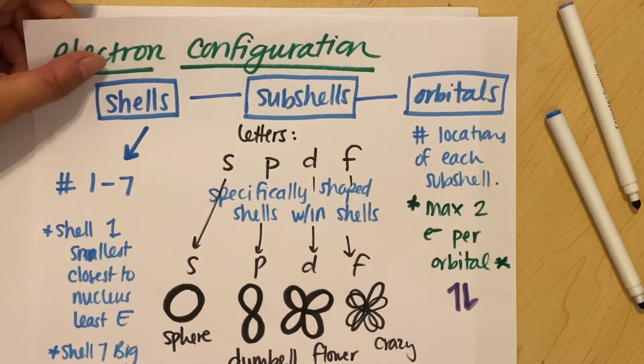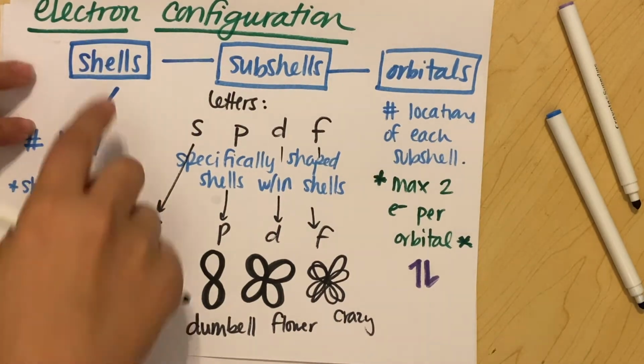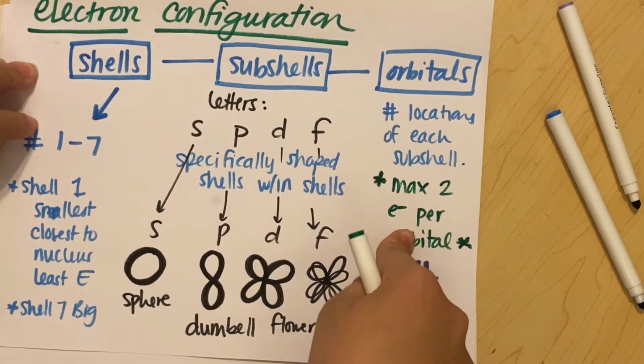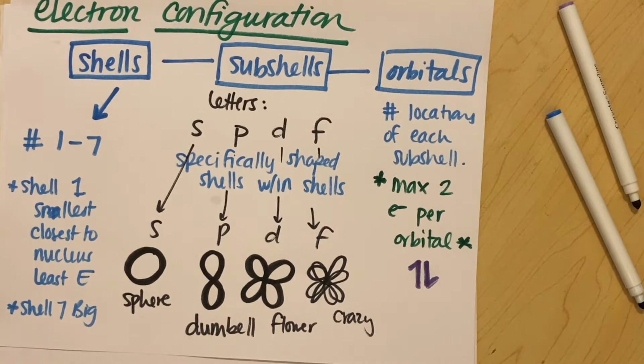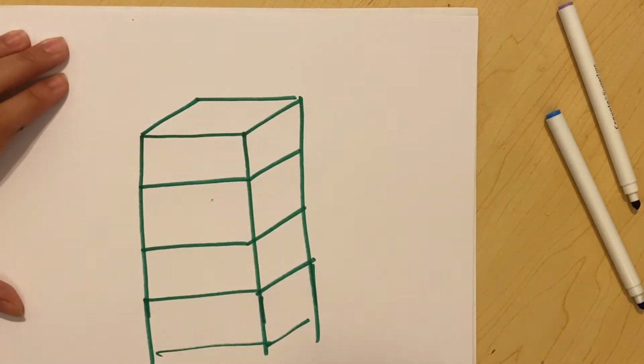But before I do that, I want to give you an analogy. A way to wrap your head around what this means, shells, subshells, and orbitals, is to think about an apartment complex. Imagine I had an apartment building. There we go, here's my apartment building.